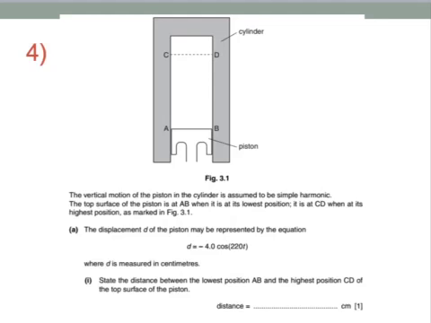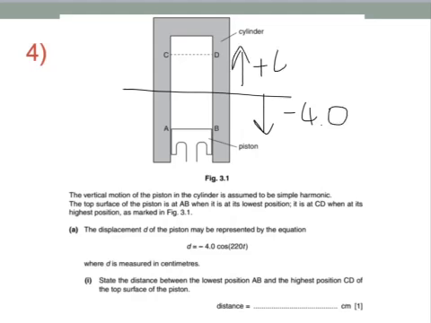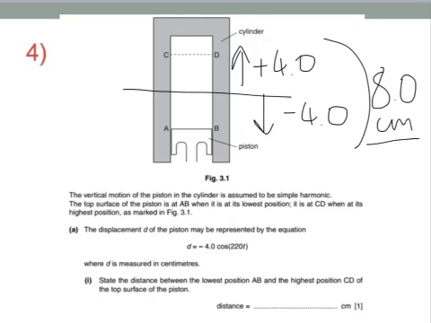Now then, the first question. State the distance between the lowest position, AB, and the highest position, CD, of the top surface of the piston. Since we know that the midpoint is somewhere here, and that this initial distance is the amplitude, which is -4.0, this must be a positive 4.0 away from the equilibrium. So, of course, the combined distance, that is the distance we're after, is 8 centimeters between the two lines.